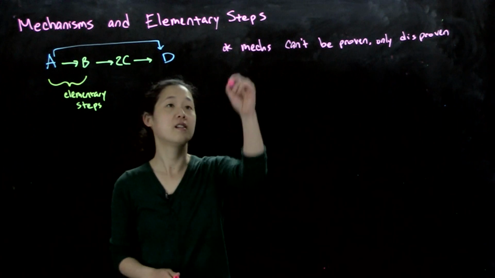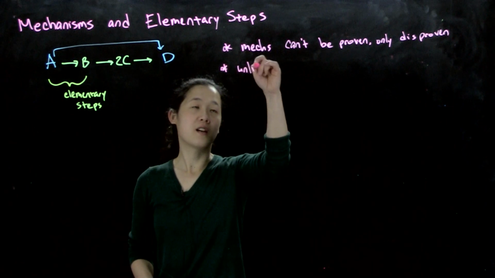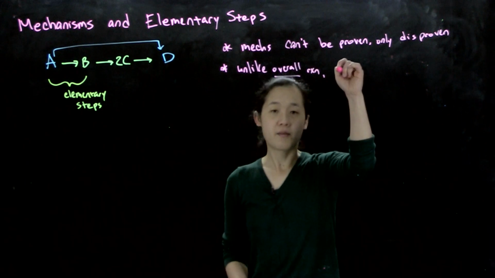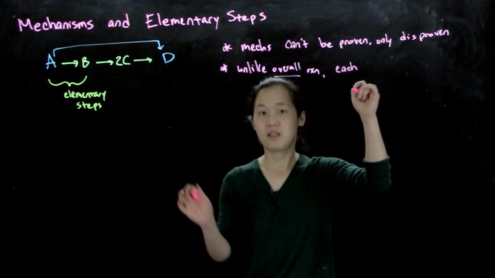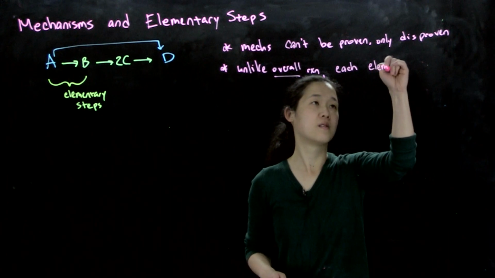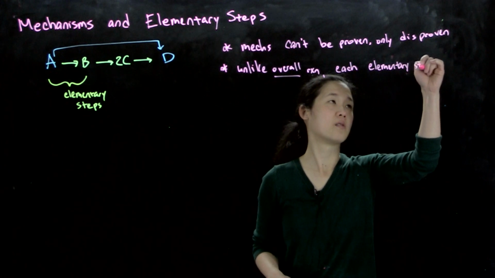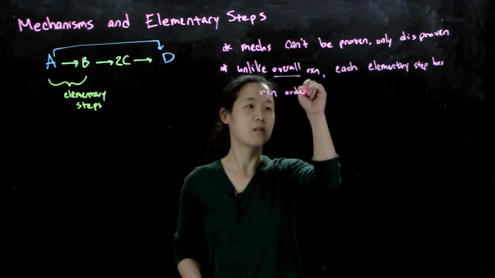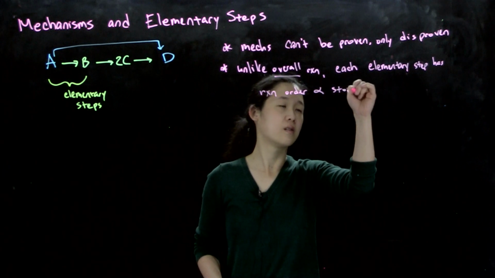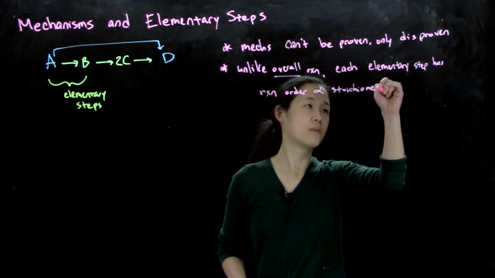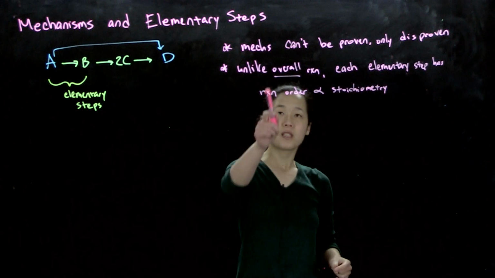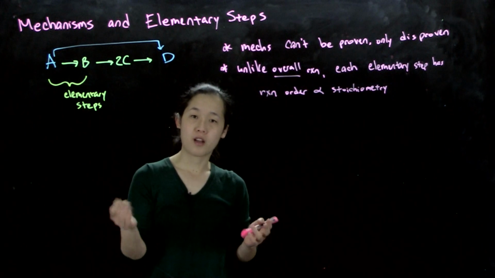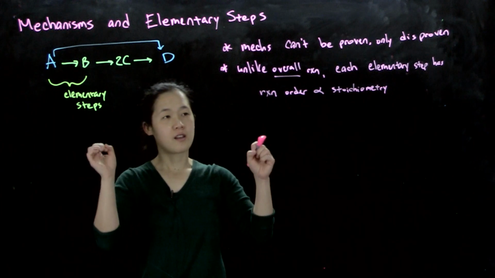But unlike your overall reaction, each elementary step is going to have a rate law dependent on the stoichiometry. And the reason is because, as we said, for the overall reaction, the overall stoichiometry doesn't tell us how it happens. So the rate law, your reaction rate, is dependent on the key transition states, right?